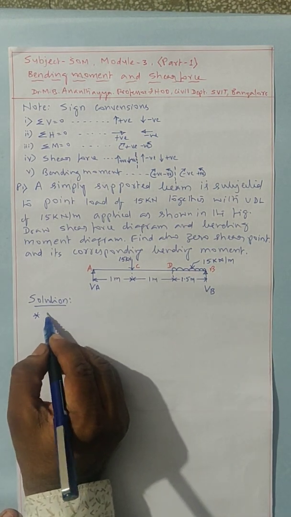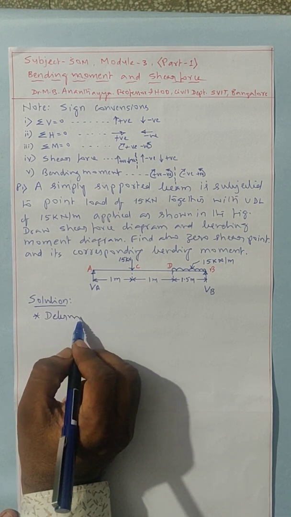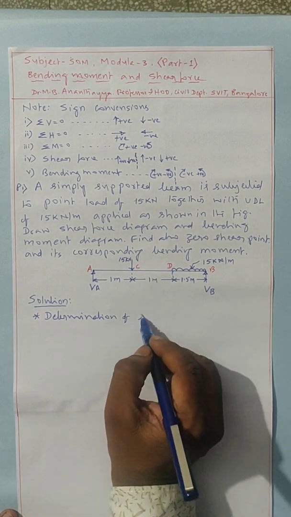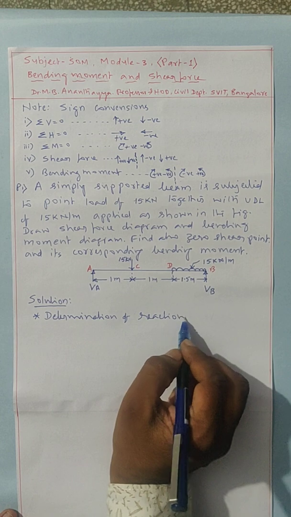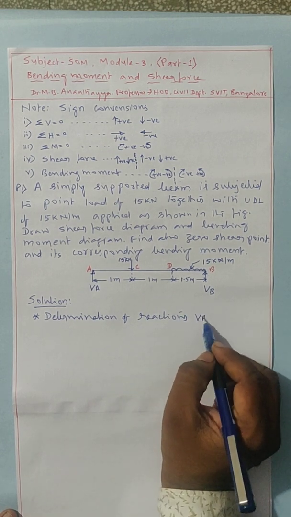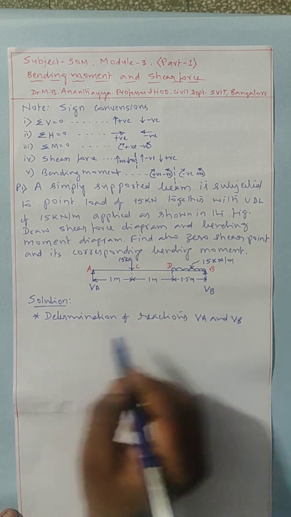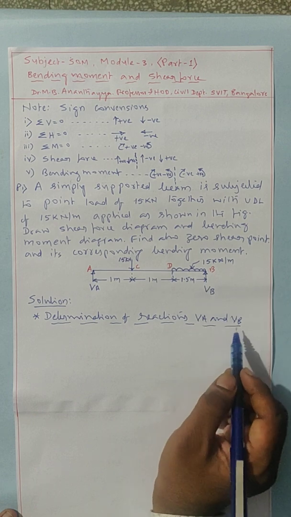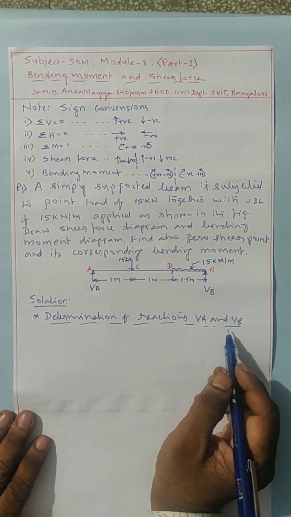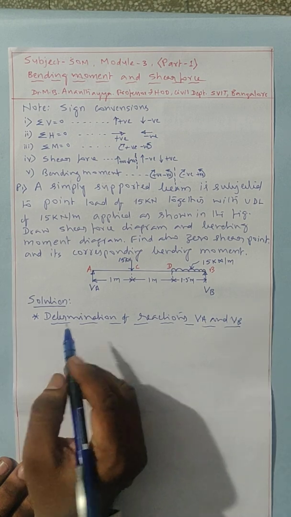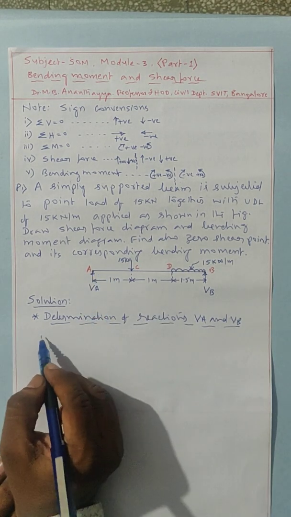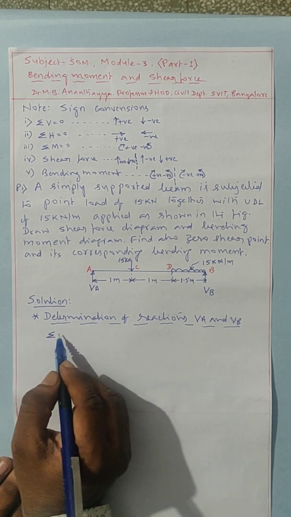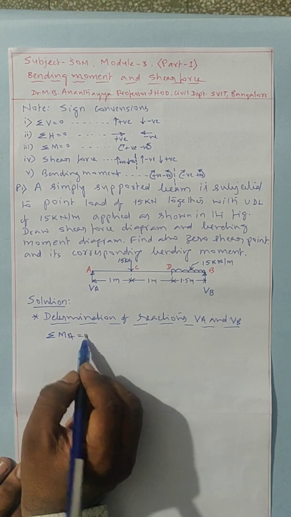So we have to calculate. First step is determination of the reactions VA and VB. For the determination of the reactions, the first condition is that the summation of all the moments about point A should be equal to 0. That means taking moment of all the forces about point A is equal to 0. That is sigma MA equal to 0.